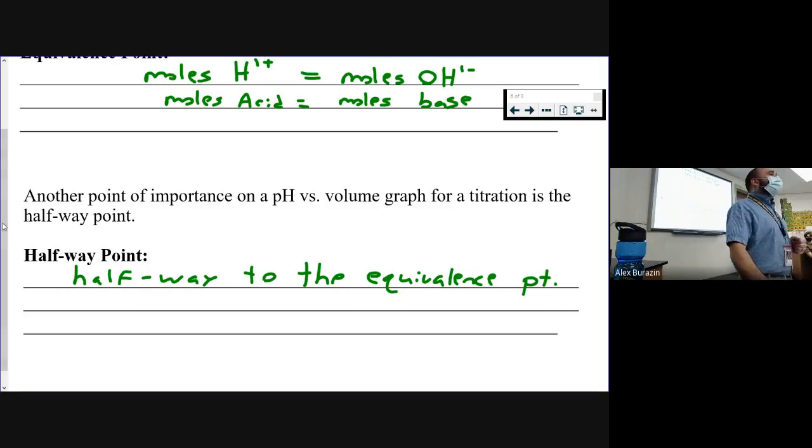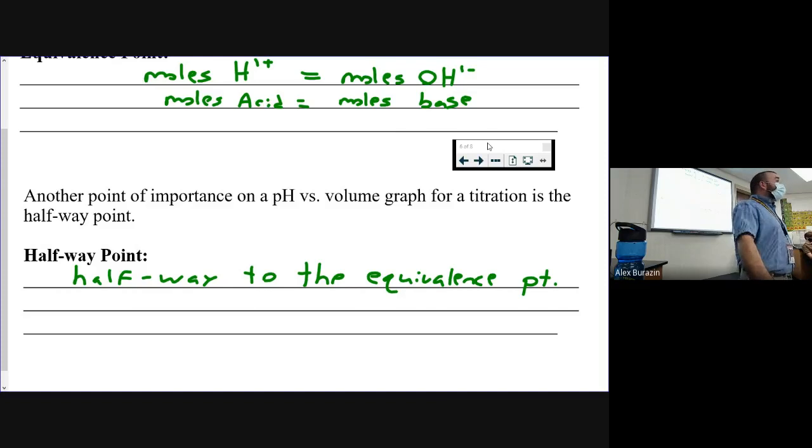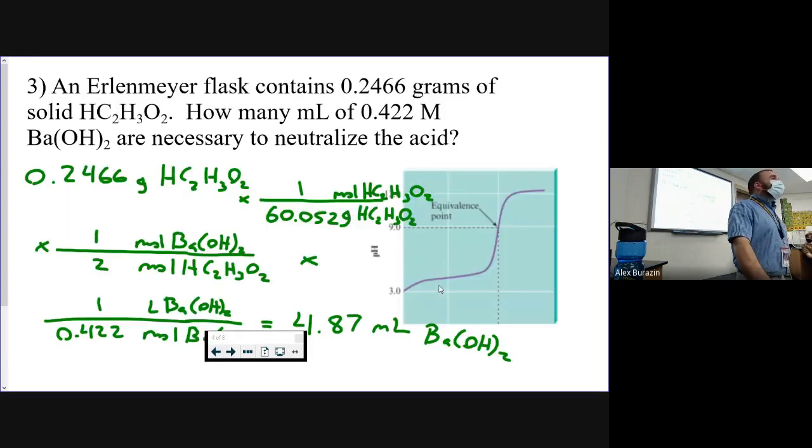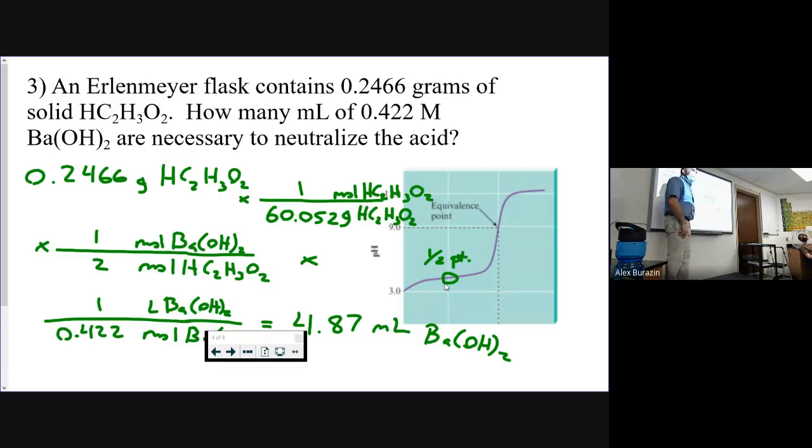Now, why does this point matter? Okay, there's a cool little thing, an equation that comes from this. It only works if we're analyzing a weak acid or weak base. So let me go to number 3. Here's the equivalence point. The halfway point is, halfway. Okay, that's the halfway point right there.